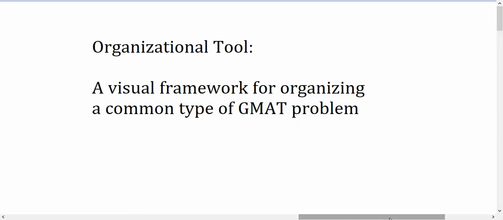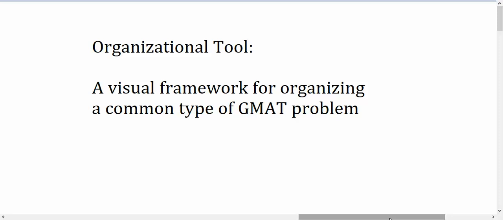Now, along the way, we're going to be discussing a whole bunch of different what are called organizational tools. And you may have heard me talk about organizational tools before in the first video. Organizational tools are essentially frameworks for organizing common types of GMAT problems in a visual way on your paper. And it's important, as you practice and as you encounter problems and do exercises and practice tests, to develop a kind of toolkit of organizational tools.